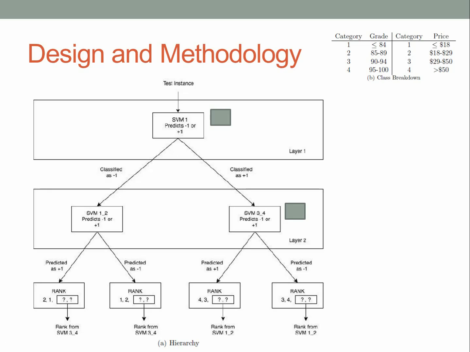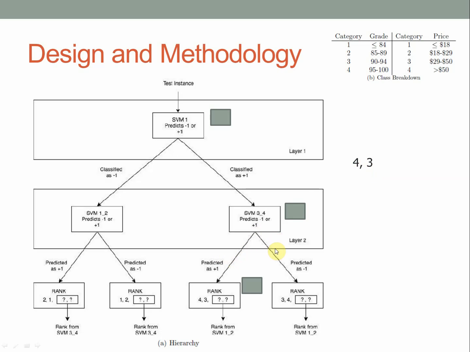Say it has been predicted by this SVM as 95 to 100. That indicates this y is predicted as category 4 as the first priority. And then the next possibility is, of course, category 3, and therefore we can actually provide a possible ranking for this y.